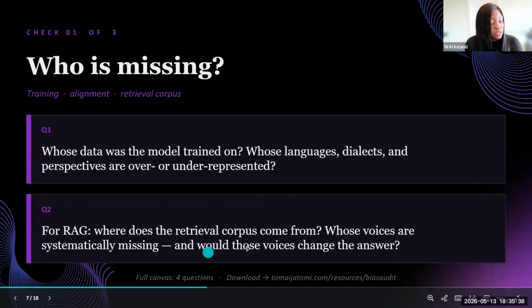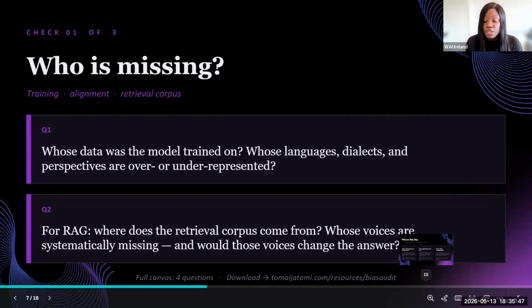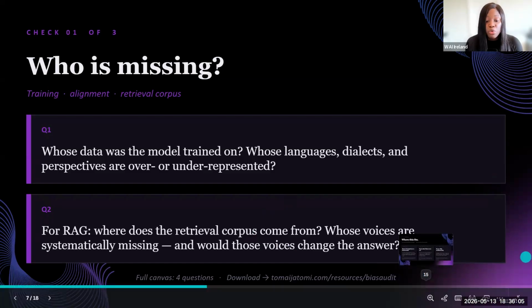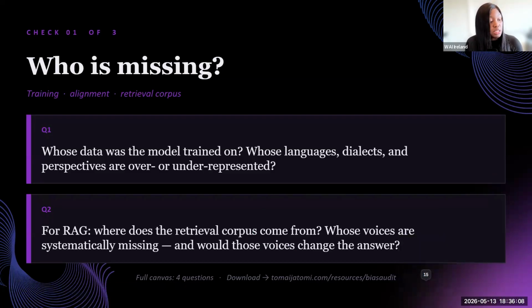For RAG systems, where does the retrieval come from? If you're building a system, the key again is to look at the data that you're collecting to feed into your system. For example, if you're building an HR assistant using a corpus of past hires, you are effectively replicating any bias within the company's current data. The critical follow-up question is to ask, would those missing data points or missing voices change the answer of your system? Yes or no? If the answer is yes, then you have a gap that needs to be addressed.